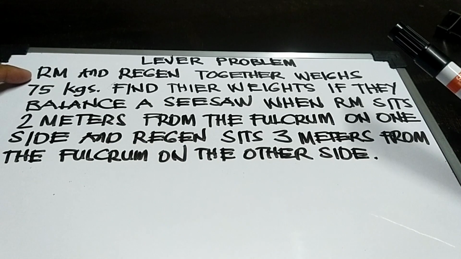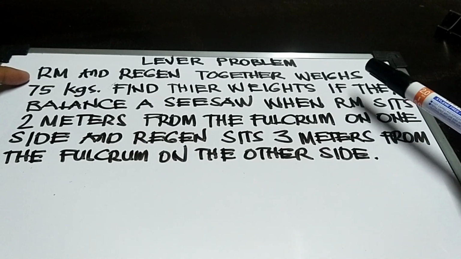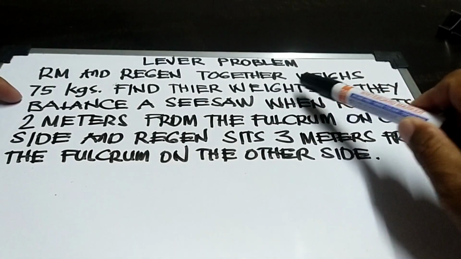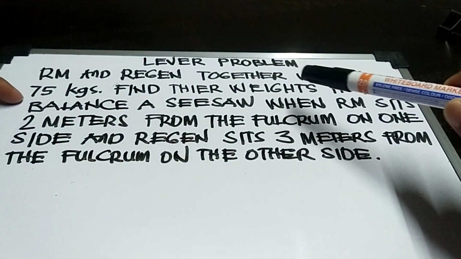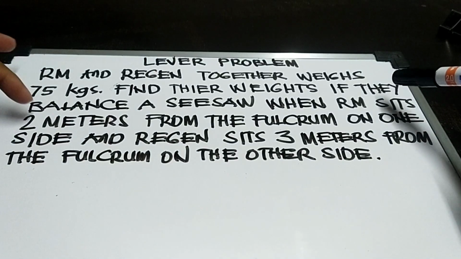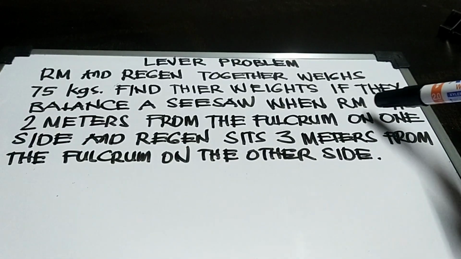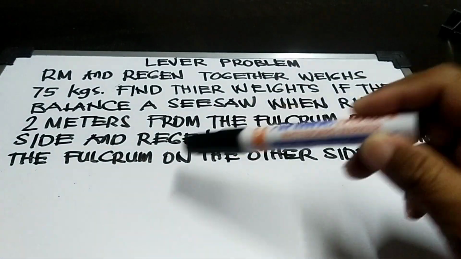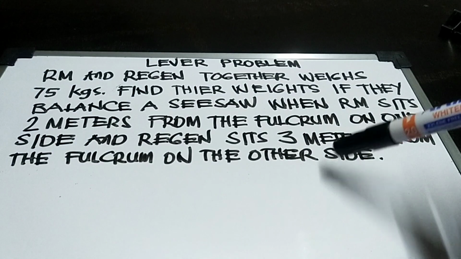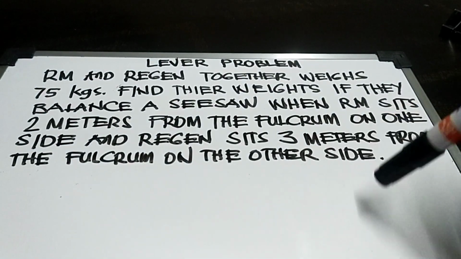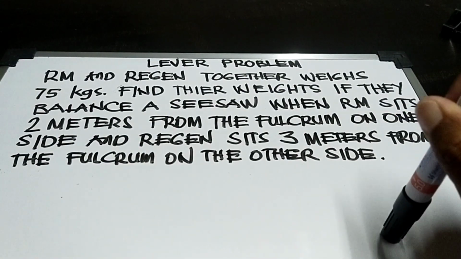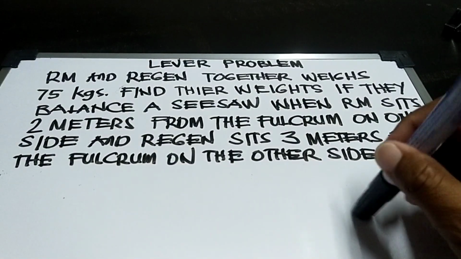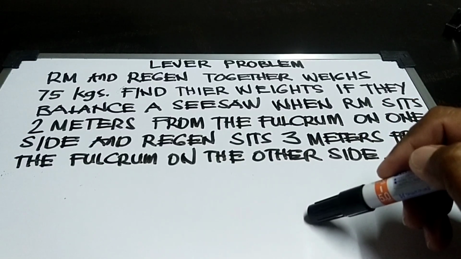RM and Regine together weigh 75 kilograms. Find their weights if the lever balances when RM sits 2 meters from the fulcrum on one side and Regine sits 3 meters from the fulcrum on the other side. This problem is an example of a lever problem. This is an algebra subject also.